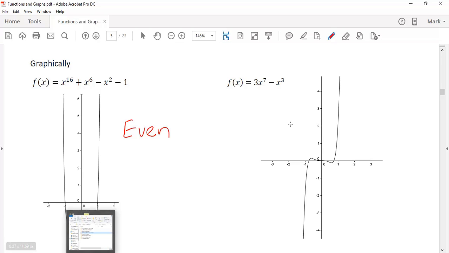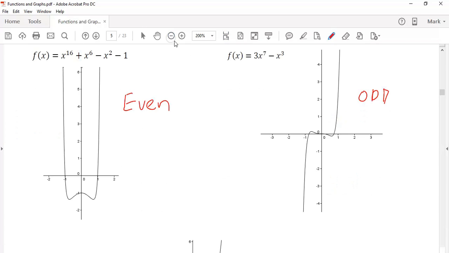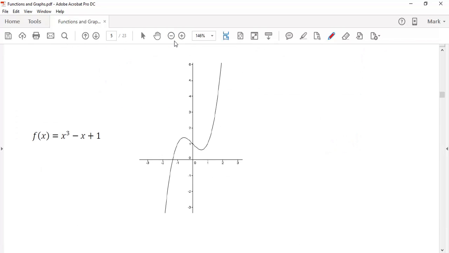This one that we proved above on this page is odd. So if you flip your page upside down, it'll look exactly the same. And the last one we proved is neither. If you flip it upside down, it may look similar, but all the values are different, so it's neither. So that's the first video done.